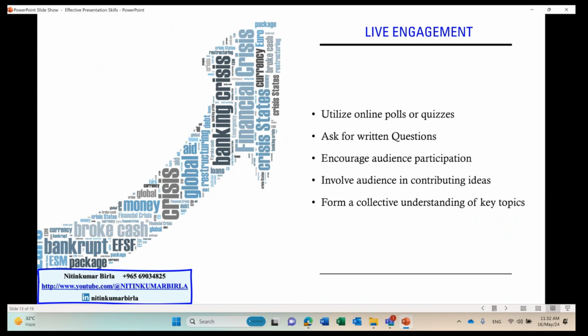So it could be of help. So you are involving them. Form a collective understanding of the key points. Sometimes what happens, we are going for a presentation and we have some gray areas. It's not that you always have a solution. Sometimes you have gray areas. Sometimes you are really facing an issue in that particular area.